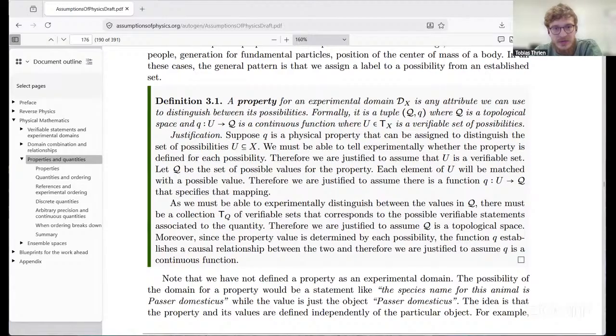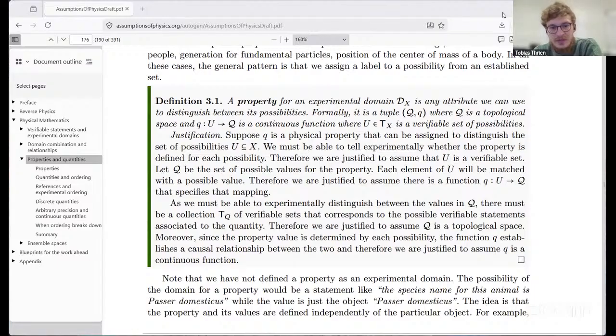Justification. Suppose Q is a physical property that can be assigned to distinguish the set of possibilities U in X. We must be able to tell experimentally whether the property is defined for each possibility. Therefore, we are justified to assume that U is a verifiable set. Let Q be the set of possible values for the property. Each element of U will be matched with a possible value. Therefore, we are justified to assume that there is a function q from U into Q that specifies that mapping.